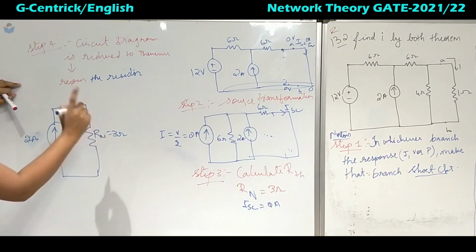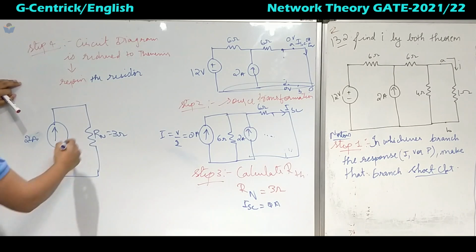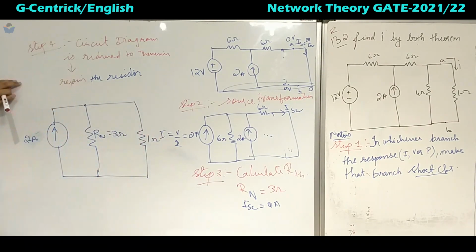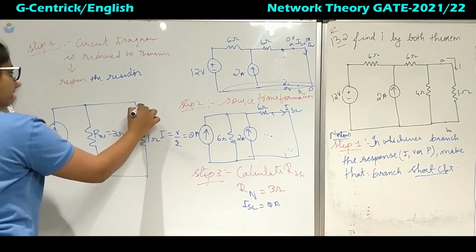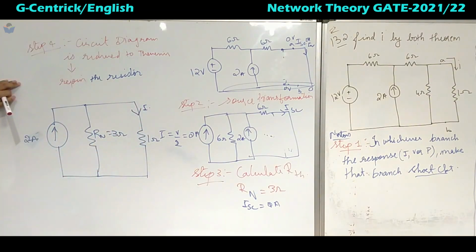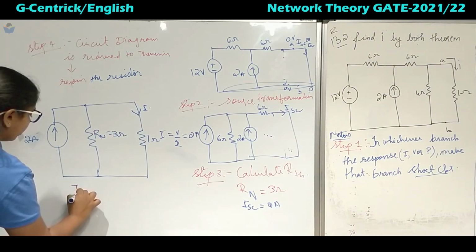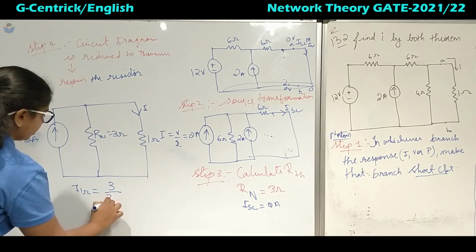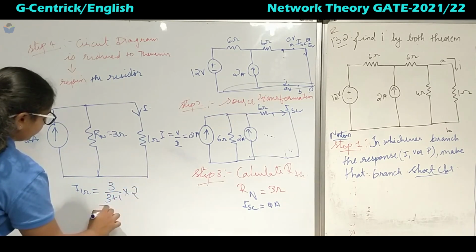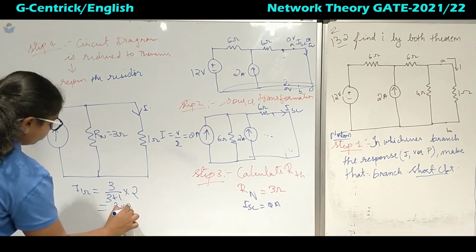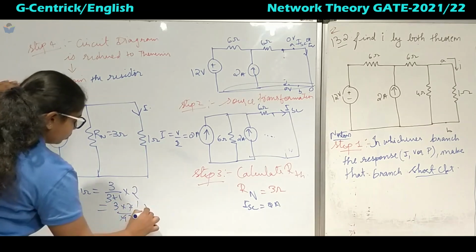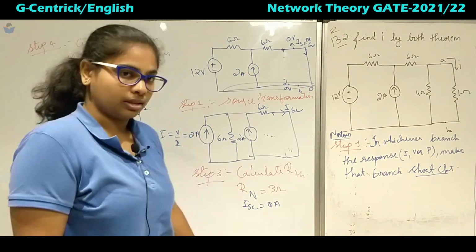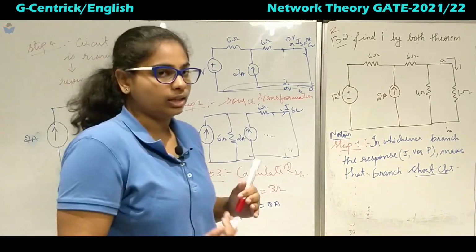See, this will be in parallel. In Thevenin, it will be in series. So I will rejoin the resistor 1 ohm. Now I have to find the current in this one. I can apply the current division rule. The current through this 1 ohm resistor will be 3 by 3 plus 1 into 2 amperes. So this will be 3 into 2 by 4, which comes out to be 1.5 ampere. This is the same as the previous Thevenin's theorem. In whichever method you solve, we will get the same answer.